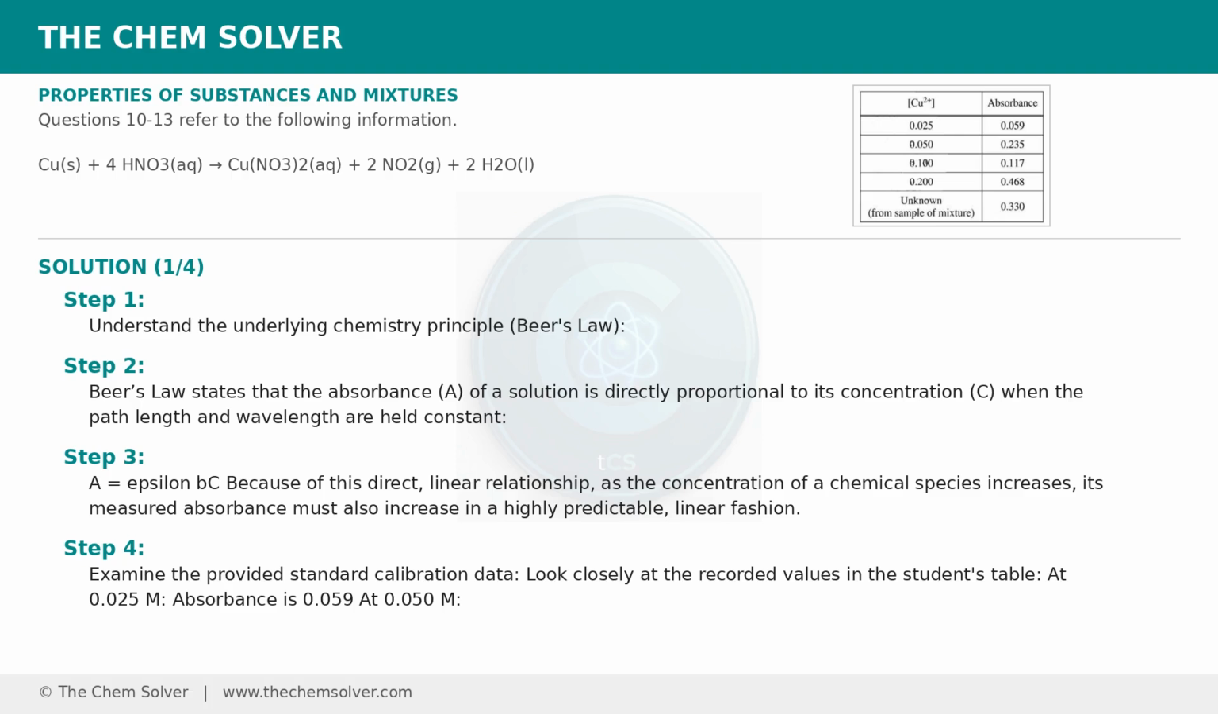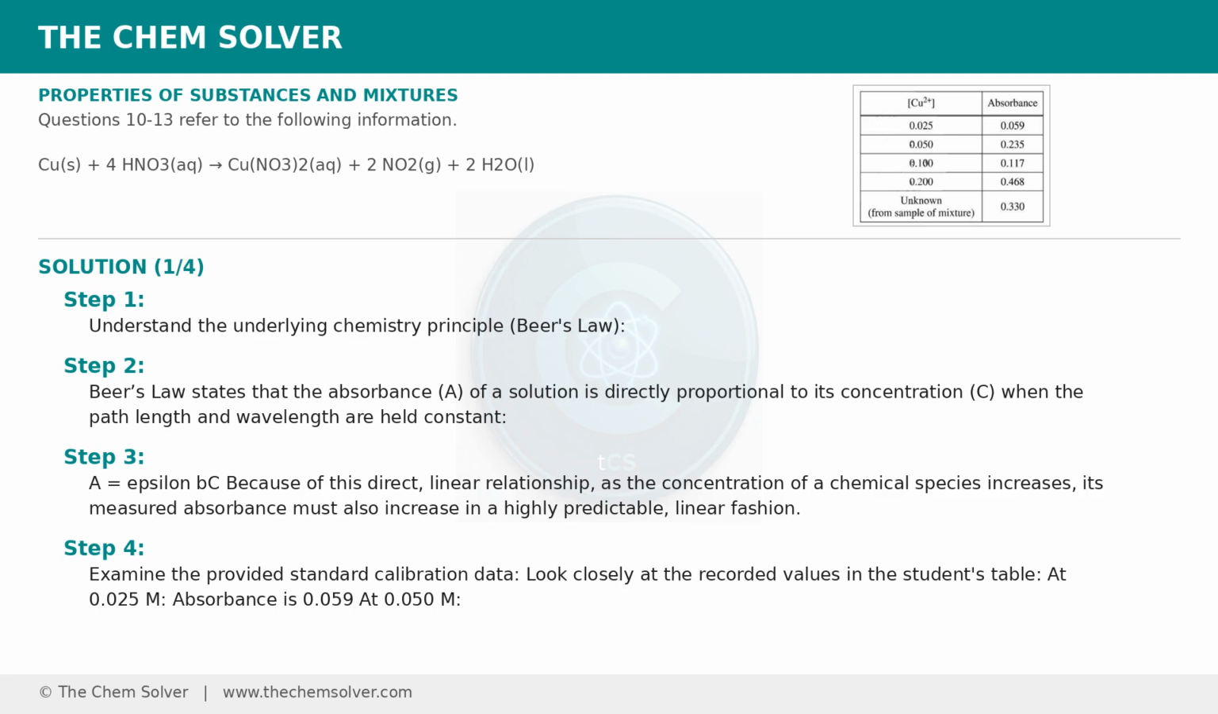Understand the underlying chemistry principle. Beer's law states that the absorbance A of a solution is directly proportional to its concentration C when the path length and wavelength are held constant. A equals epsilon BC because of this direct, linear relationship. As the concentration of a chemical species increases, its measured absorbance must also increase in a highly predictable, linear fashion.